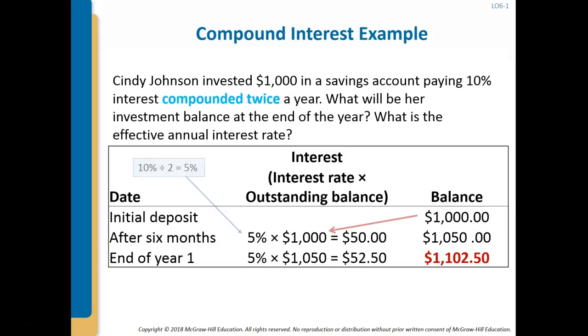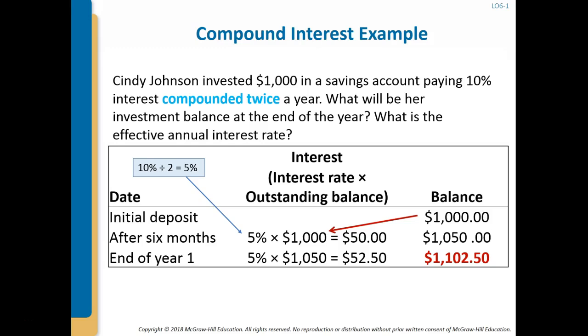Now let's assume Cindy Johnson invested $1,000 in a savings account paying 10% interest, compounded twice a year. There are 2 6-month periods paying interest at 5%, the annual rate divided by 2 periods. How much interest will she earn the first year? And what will be her investment balance at the end of the year?